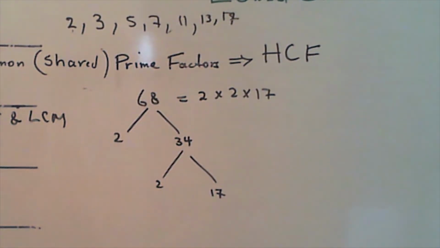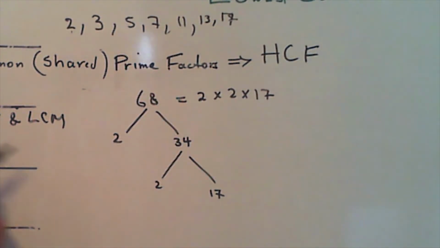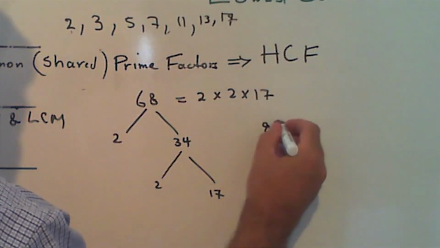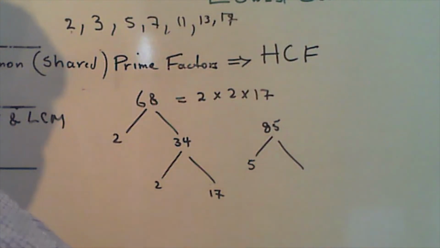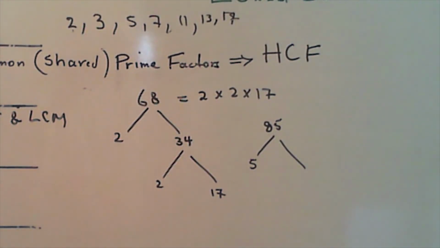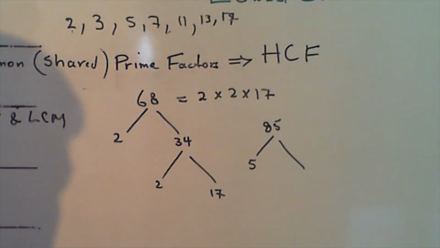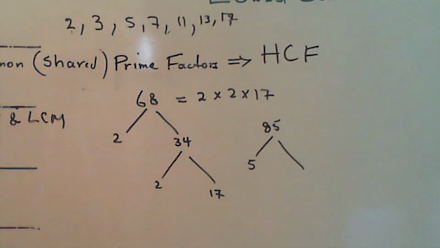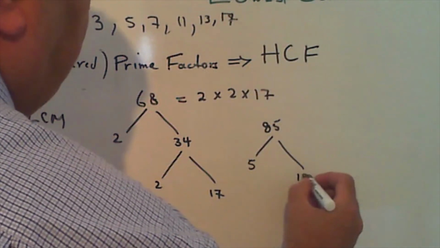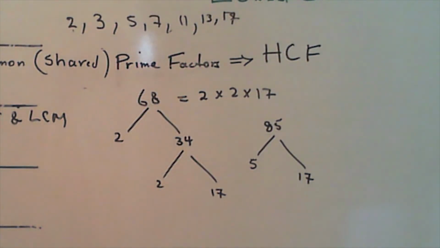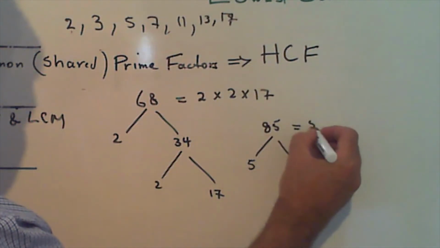Okay? Then we're going to do the same thing with 85. We say 85. Can I divide it by 2? No. Can I divide it by 3? 8 plus 5 is 13. We can't. So we go with 5 then. Okay? And how many 5s in our 85? 80 divided by 5 is 16, and then 5 divided by 5 is 1, so 17. So 85 has to equal 5 times 17.